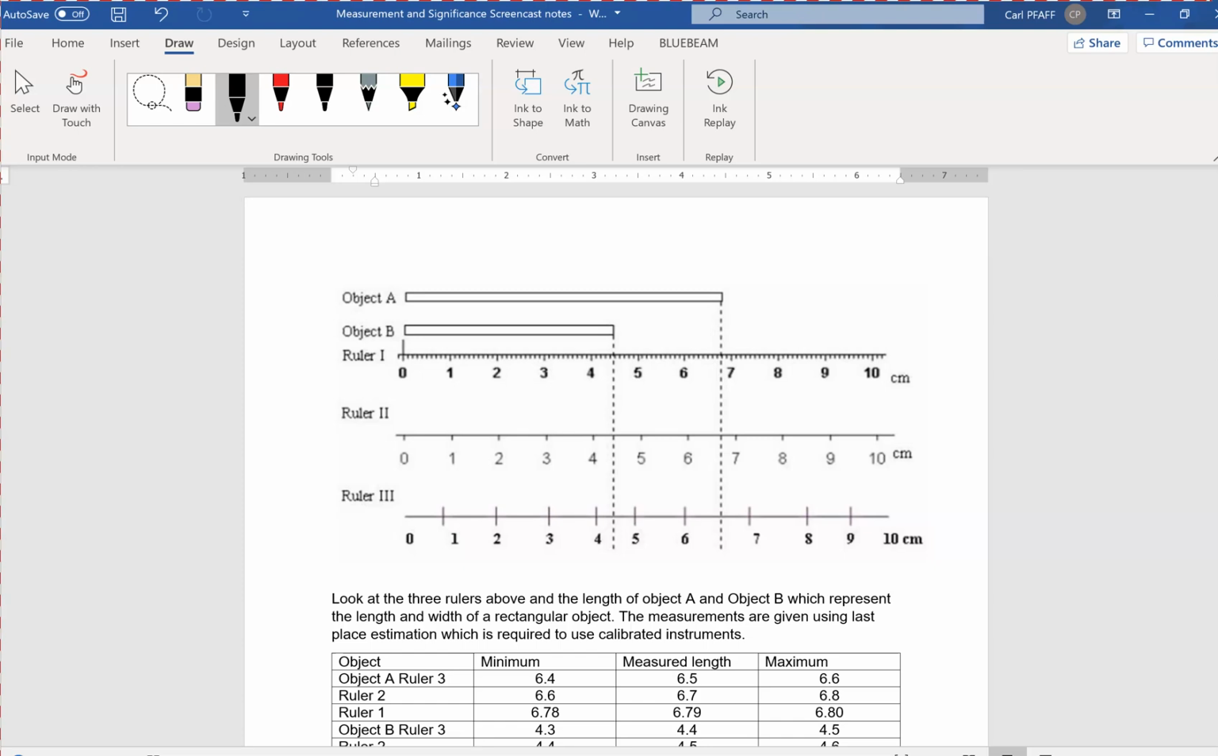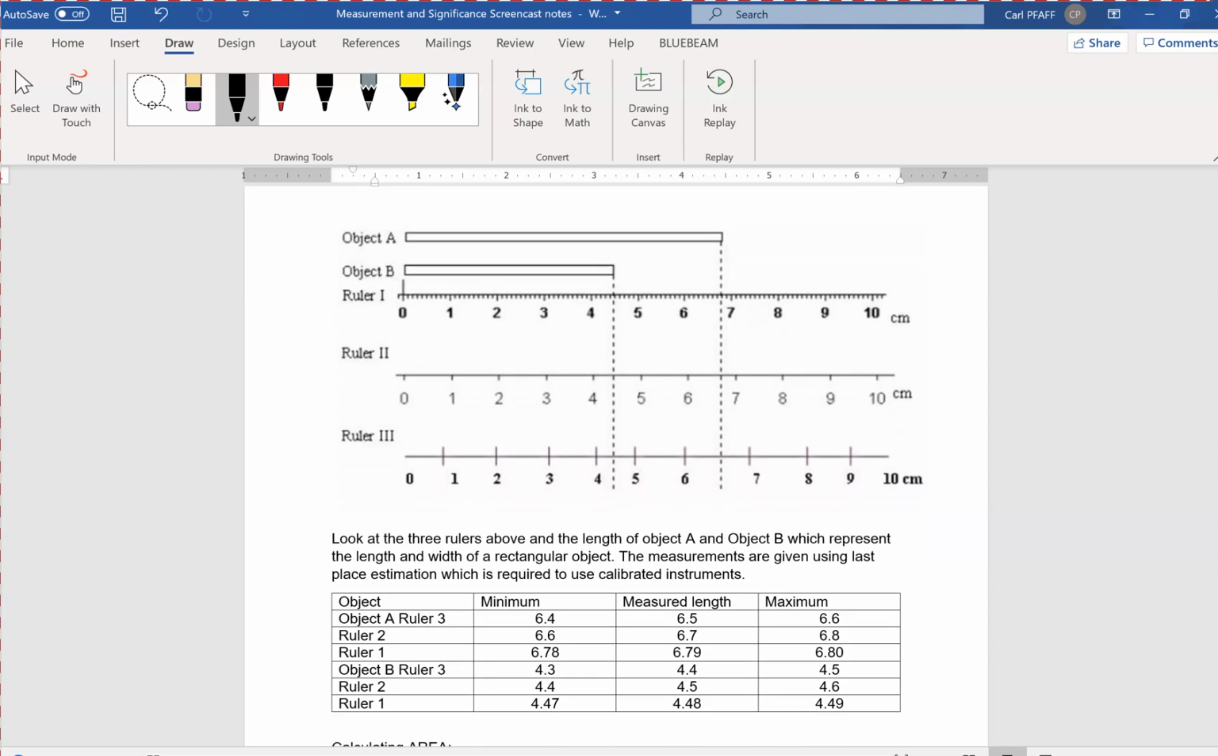So looking at the length of object A, using ruler number 3, I said 6.5. When we record that measurement, that's saying it's somewhere between 6.4 and 6.6. That's my best estimation. When we look at ruler number 2 and I say 6.7, it's really saying it's somewhere between 6.6 and 6.8. Then when we get up to ruler number 1 and I say 6.78 or 6.79, that's really saying it's somewhere between 6.78 and 6.80. Obviously, ruler number 1 is much better at measuring. It is made to measure better because it's got those additional tick marks.